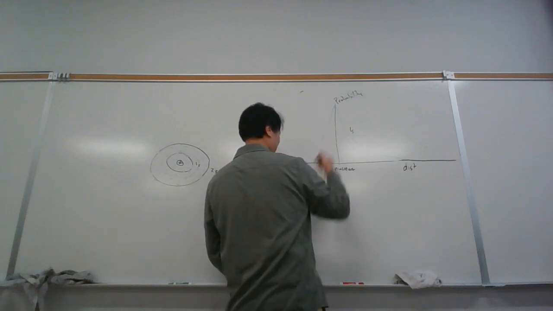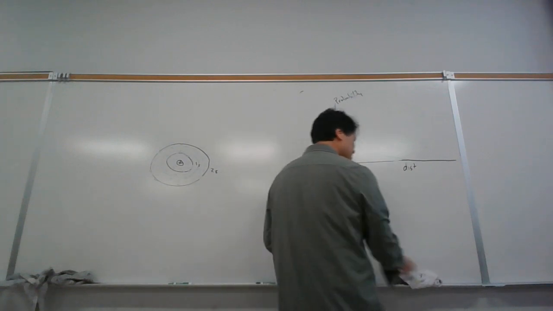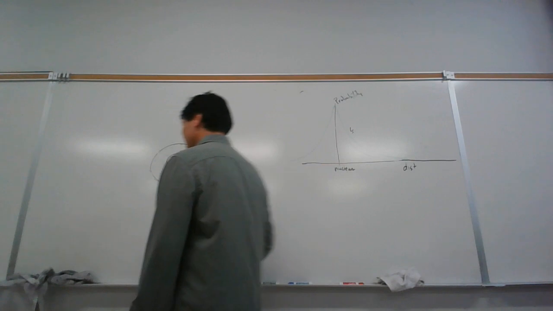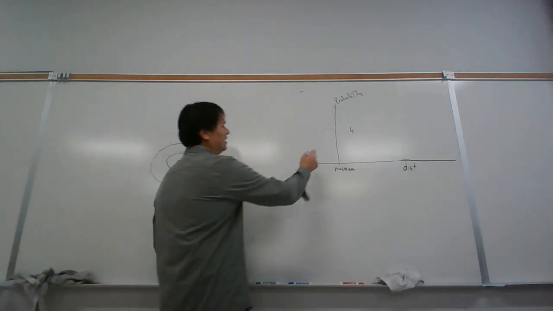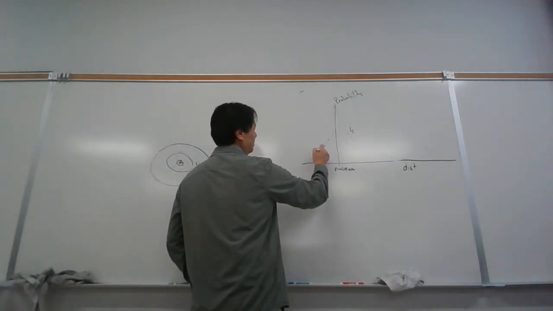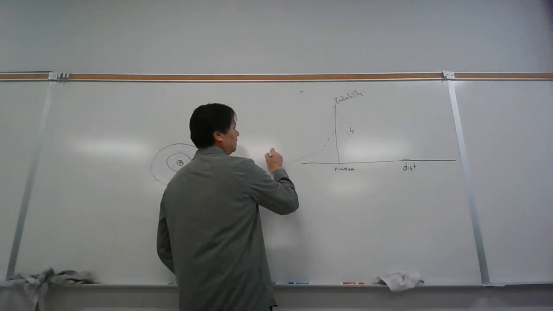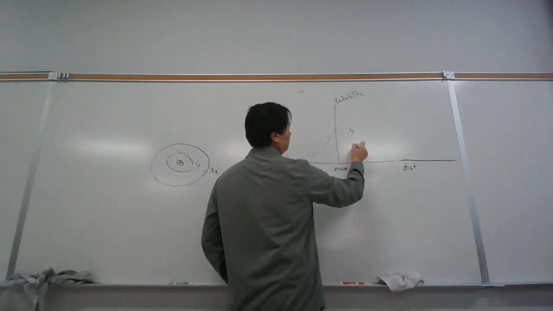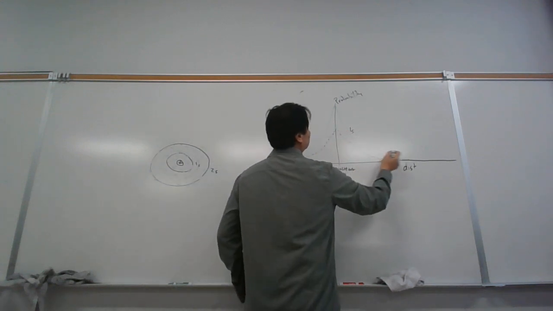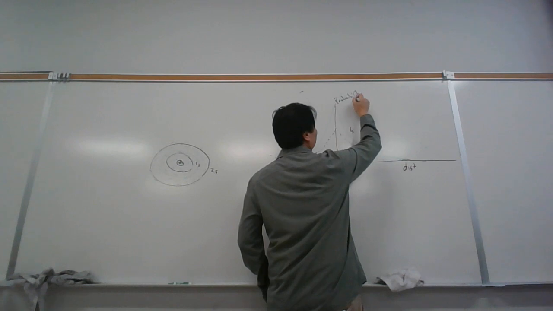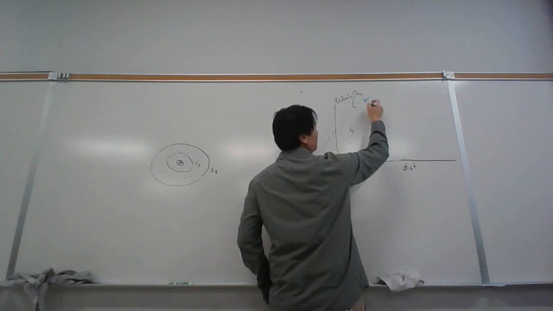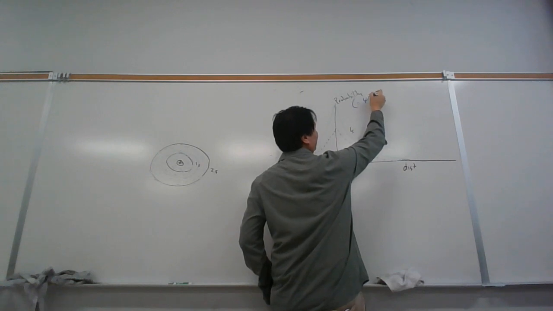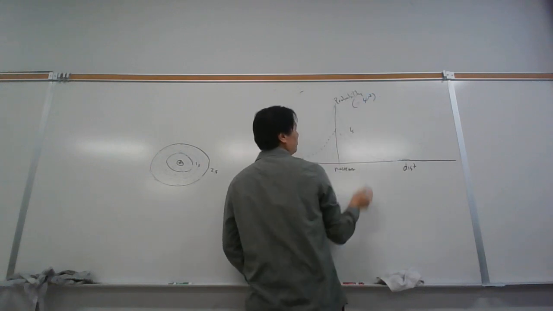Sometimes we do additional things. This you don't need to know. This is the symbol for the wave function, psi. The probability is the square of the wave function.